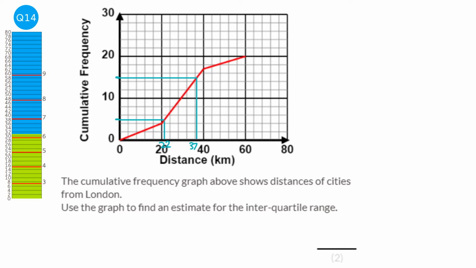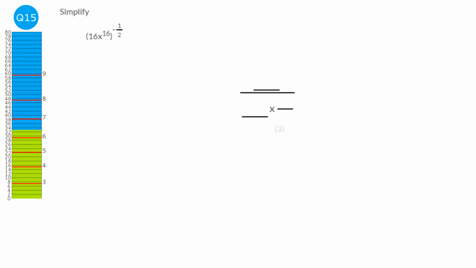So to find the interquartile range, let's do the formula, is the upper quartile take away the lower quartile. Upper quartile is 37, lower quartile we said is 22. And so 37 take away 22 is going to be 15. Now if you've got slightly different values, that's absolutely fine. The exam will always give a bit of leeway, especially when reading off graphs.